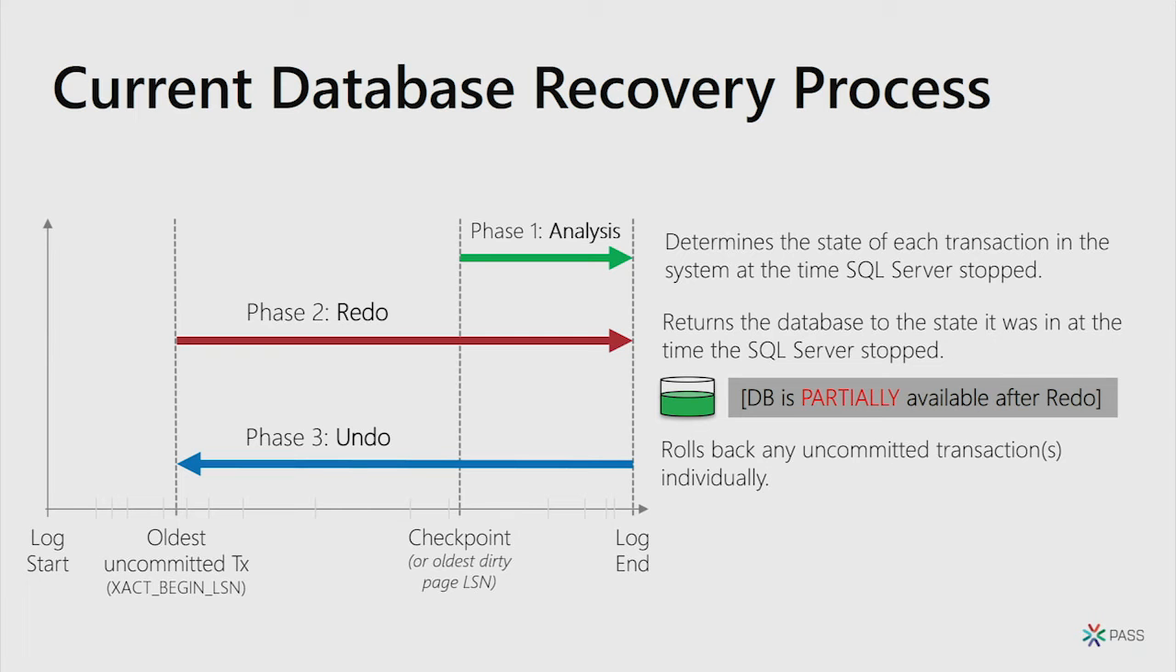And in the undo phase, we need to roll back any uncommitted transactions. And again, we're rolling through the logs sequentially, rolling back whatever was uncommitted. So that can take time. And this is one of the reasons why recovery takes a long time if you have a long-running transaction, because there are a lot of records that need to be undone. Okay, so that's the undo phase.